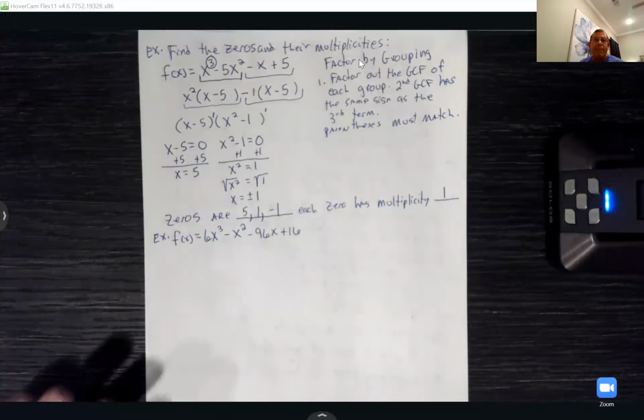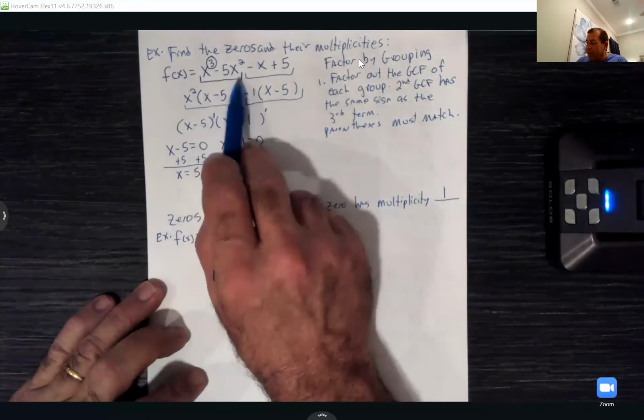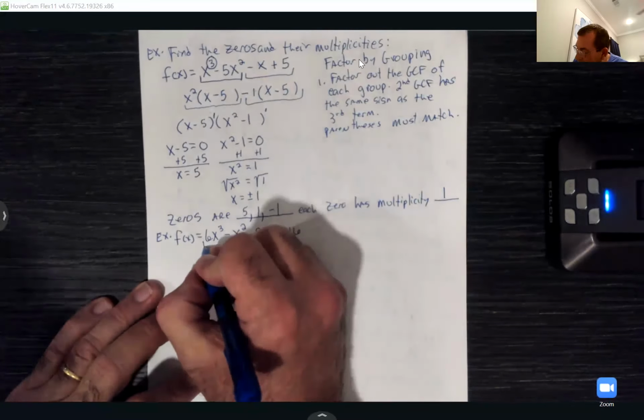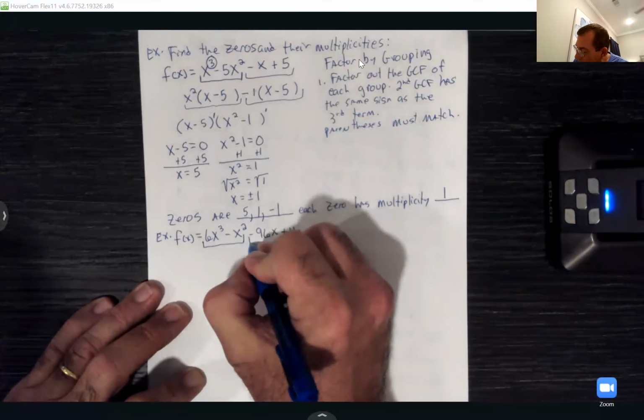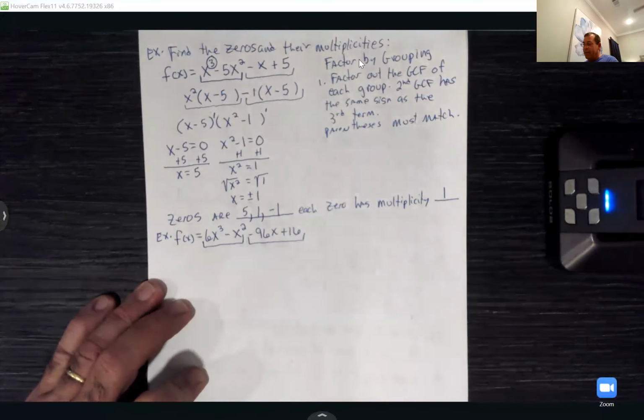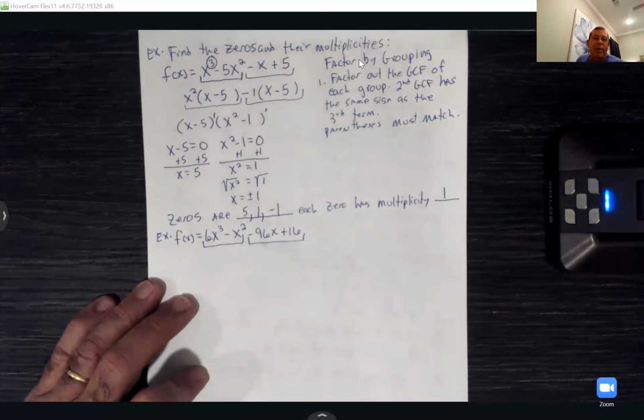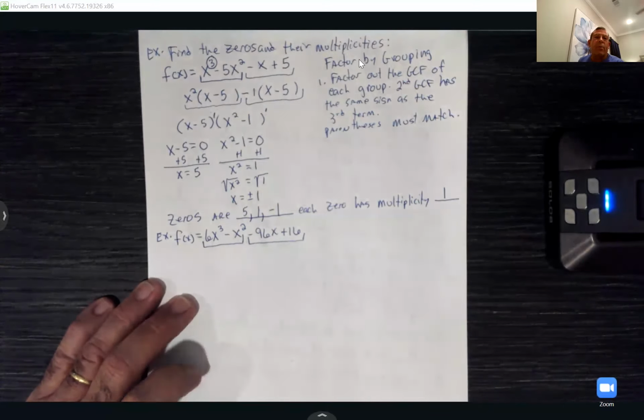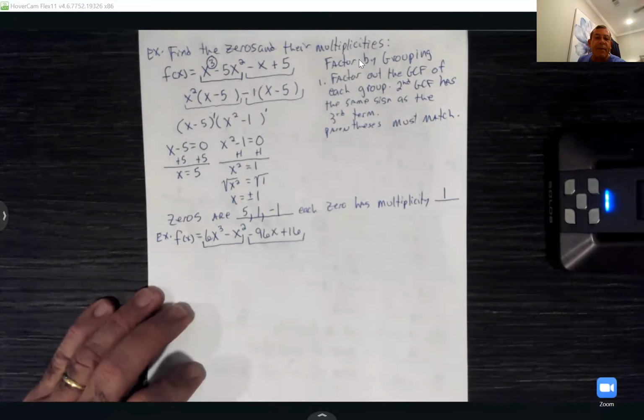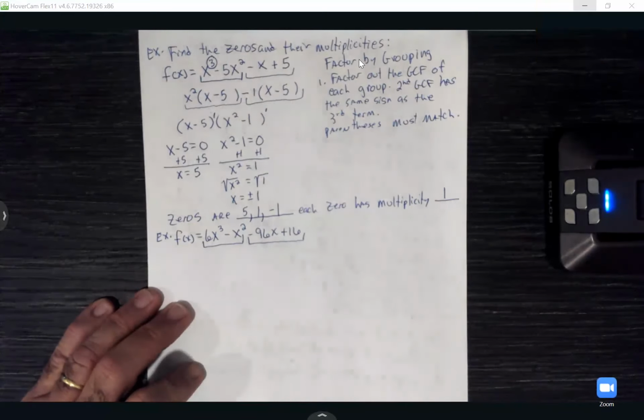And y'all, we're going to do the same thing here. We're going to group the first 2 together and the last 2 together. So we've got a 6x to the third and a -x squared. What is their GCF? x squared.